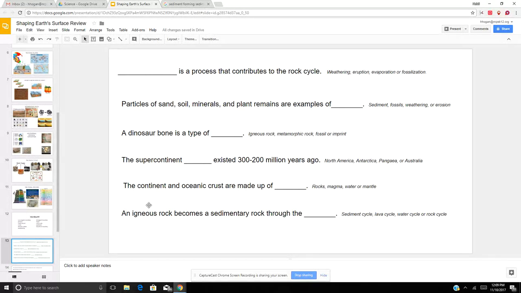And finally, an igneous rock becomes a sedimentary rock through the, so how do rocks change? Through the sediment cycle? Do rocks change through the lava cycle? Do rocks change through the water cycle? Or do rocks change through the rock cycle?